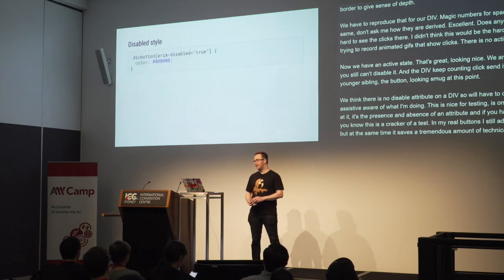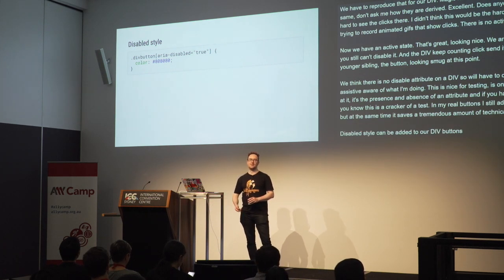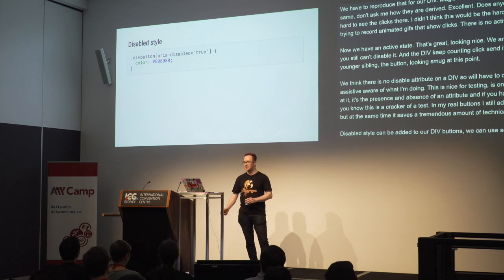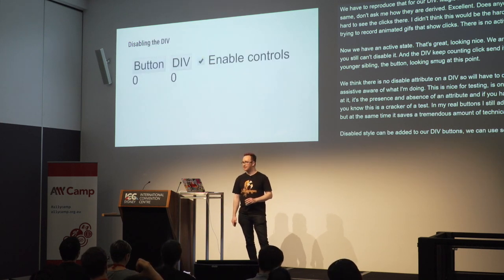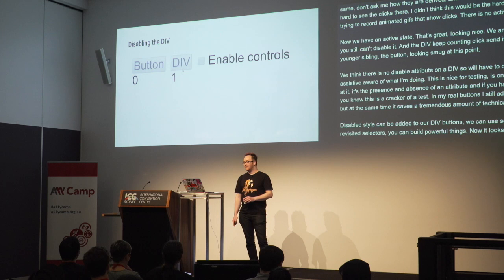Disabled style can then be added onto our div buttons when ARIA disabled equals true. We can use selectors, they're great. A lot of people haven't revisited selectors if they learned them a long time ago. You can build very powerful things. So now it looks disabled. Problem is, it looks disabled. If you click it, it still fires events.